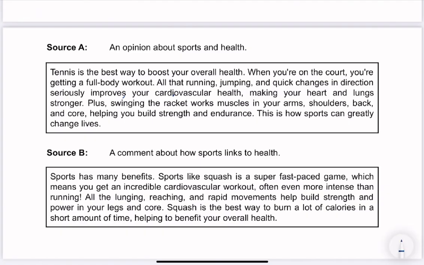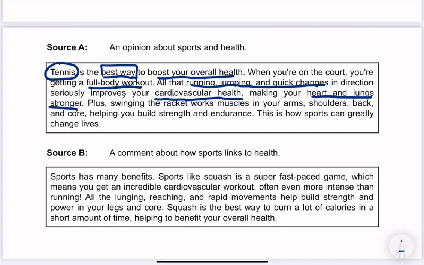For source A, we look at this sport called tennis. Alright, and this idea that it is the best way to boost your health, right? So when you're on the court, you get a full body workout, right? Running, jumping, okay, and quick changes in direction. Cardiovascular health, lungs and hearts will get stronger. Alright, works the muscles here, shoulders and the back, build strength and endurance, right?